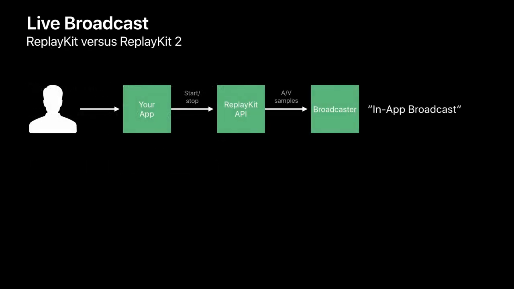Originally, with a ReplayKit live broadcast, the user would be in the app and would use the app to start and stop the broadcast. The app would do that by directly communicating to a ReplayKit API, and ReplayKit itself would invoke the broadcast extension and begin providing it with visuals and audio content from that application. And the extension would encode the media and stream to the service. This is what we call in-app broadcast.